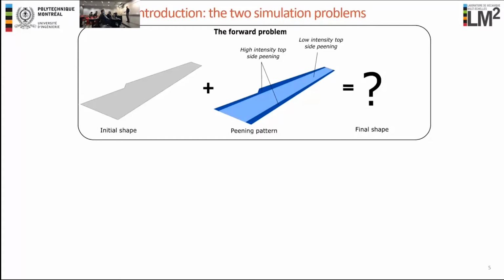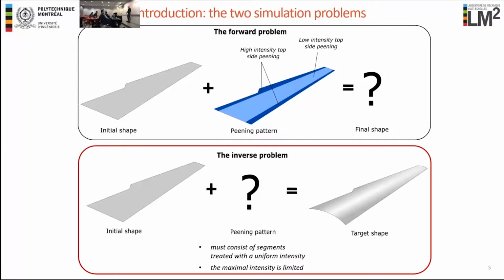But in order to define a new peen forming procedure, we have to numerically solve the inverse problem, which means defining the peening pattern as a function of the initial shape of the component and the final shape that we want to have. And there is a couple of practical limitations imposed on the peening pattern. Namely, it must consist of segments treated uniformly, because the shot peening equipment is not able to gradually vary the intensity over the component. And also, the maximal intensity is limited by the equipment capacity. With this, let's move to the objectives.